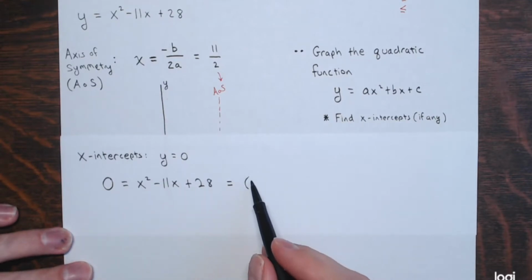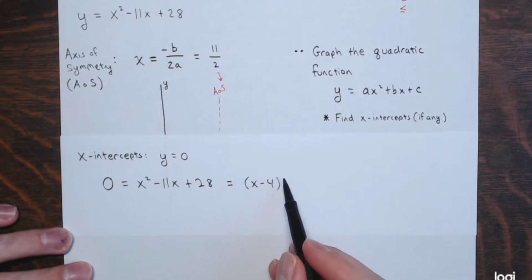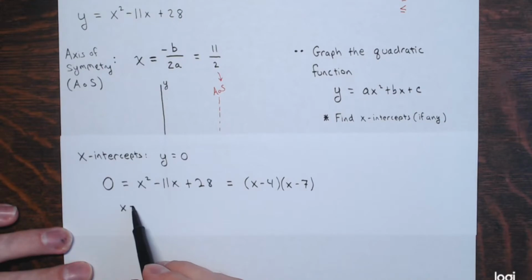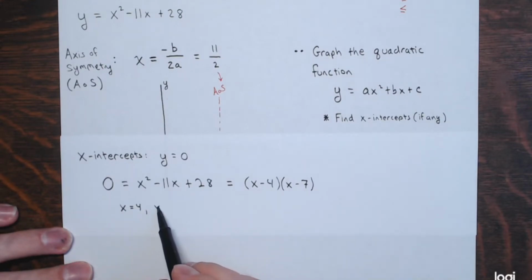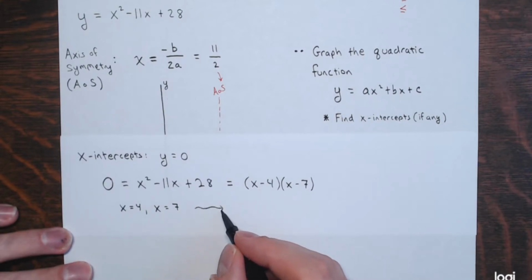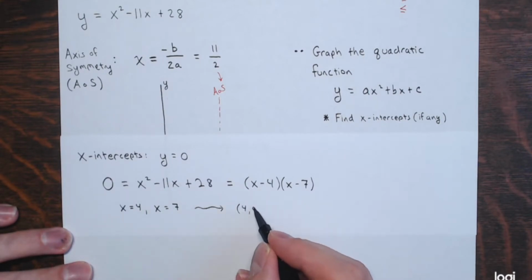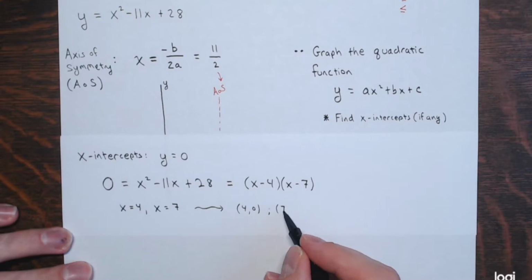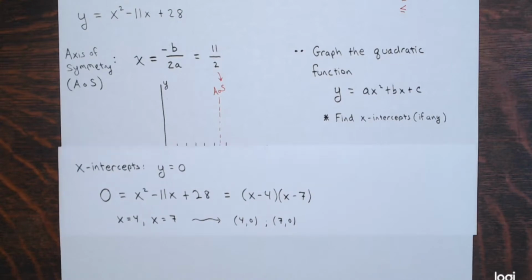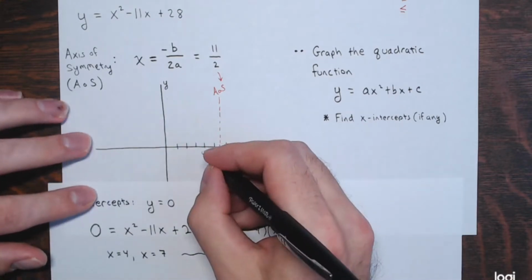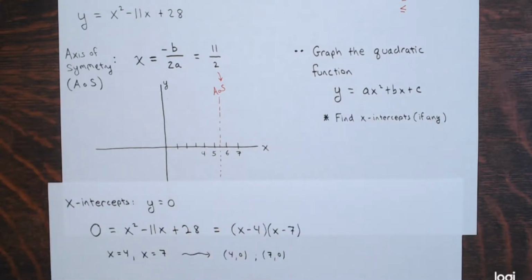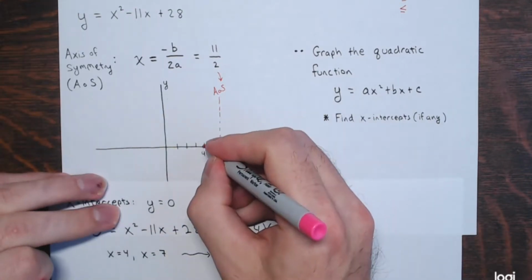This factors to x minus 4 times x minus 7. So x equals 4 is a solution to this. X equals 7 is a solution. So the x-intercepts are the points (4, 0) and (7, 0). And I'll mark those on my graph. So here's 4 on the x-axis. Say here's 7. And I'm marking those points.